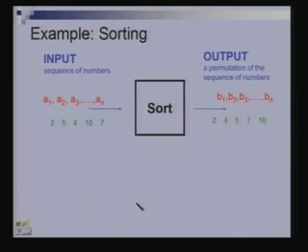Okay, so we need to take an example now. I'll take an example of sorting. You all know what sorting is. The input is some sequence of numbers. The output is a permutation of the sequence which is in non-decreasing order. Okay? So if this were my input, this should be my output.